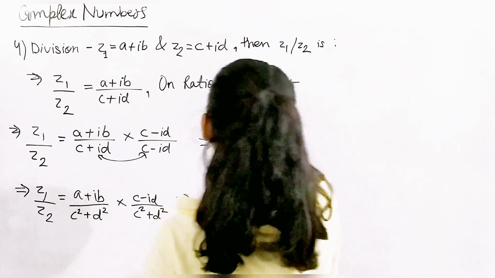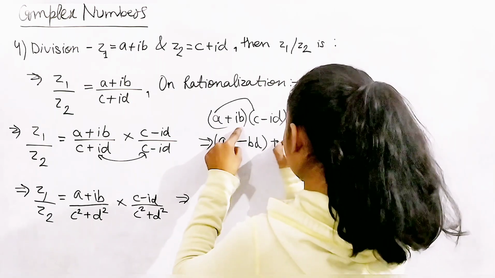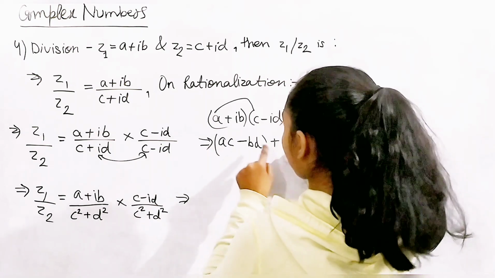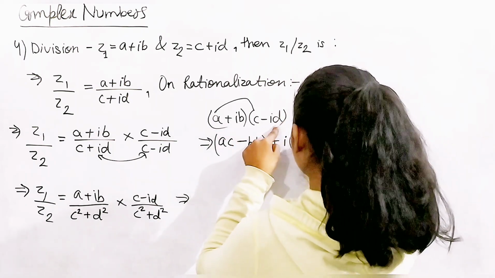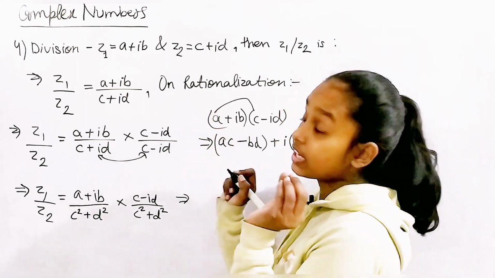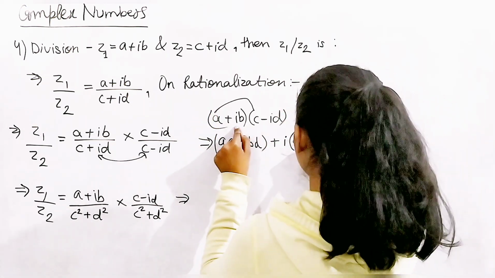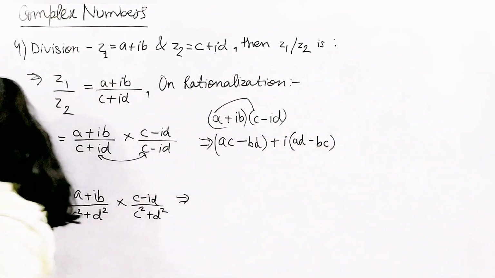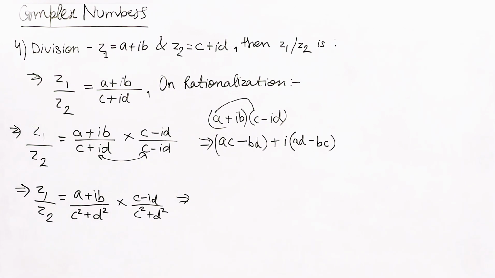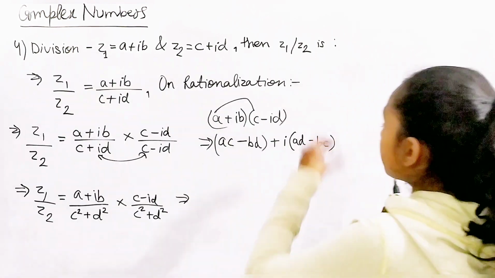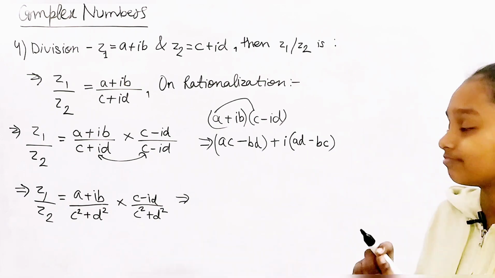Then this iota here, and in the bracket what will come? ad, and then what is it going to be? No need to get confused, it's going to be minus bc. Is it really going to be minus? Of course it's got to be minus. We can also write bc here and ad here, but that doesn't matter at all.